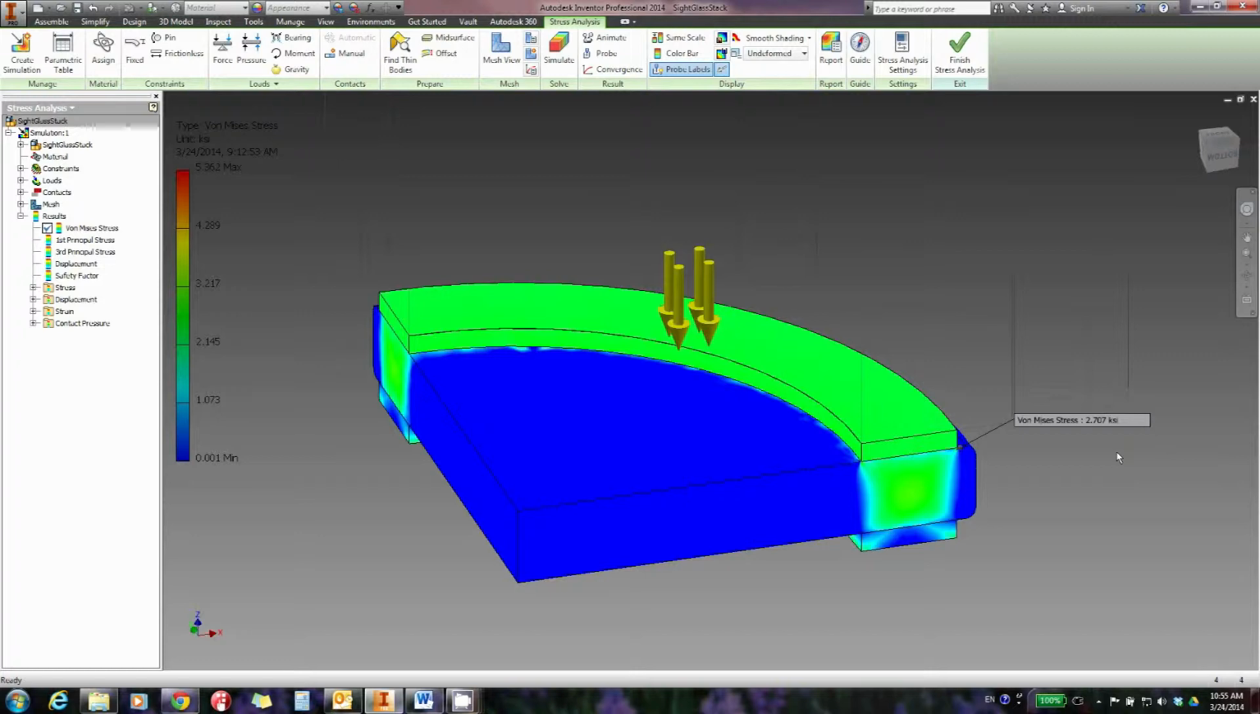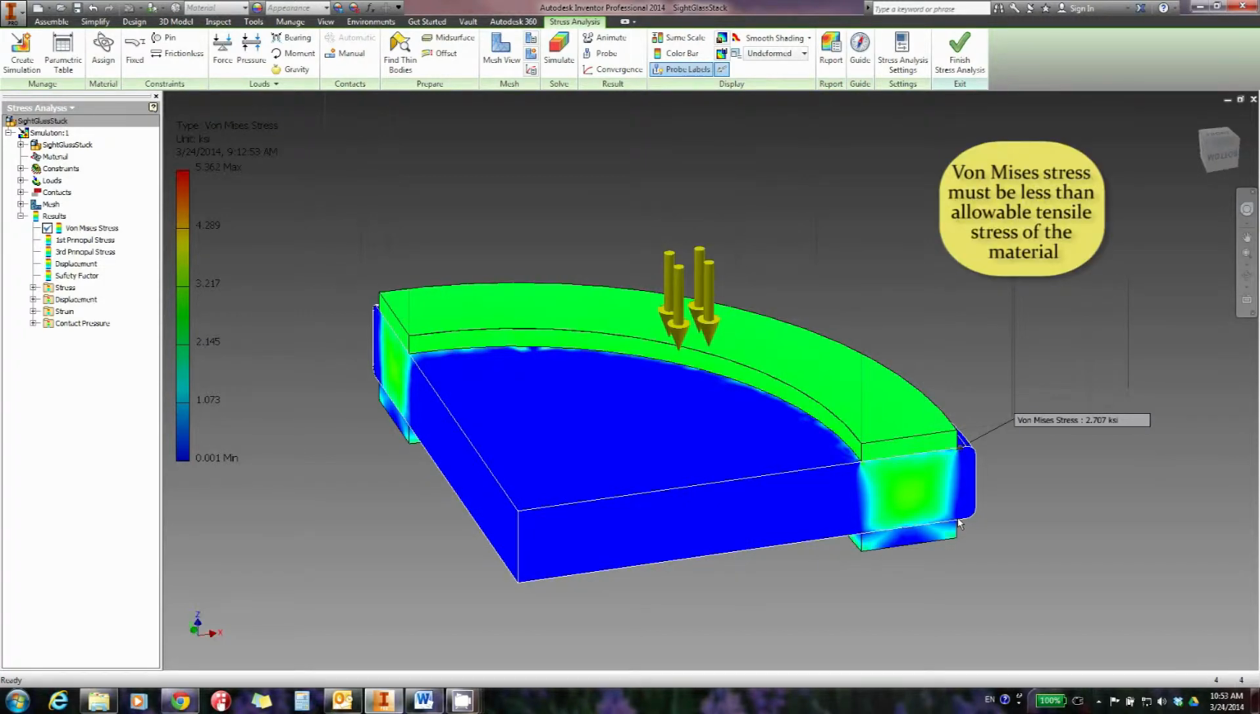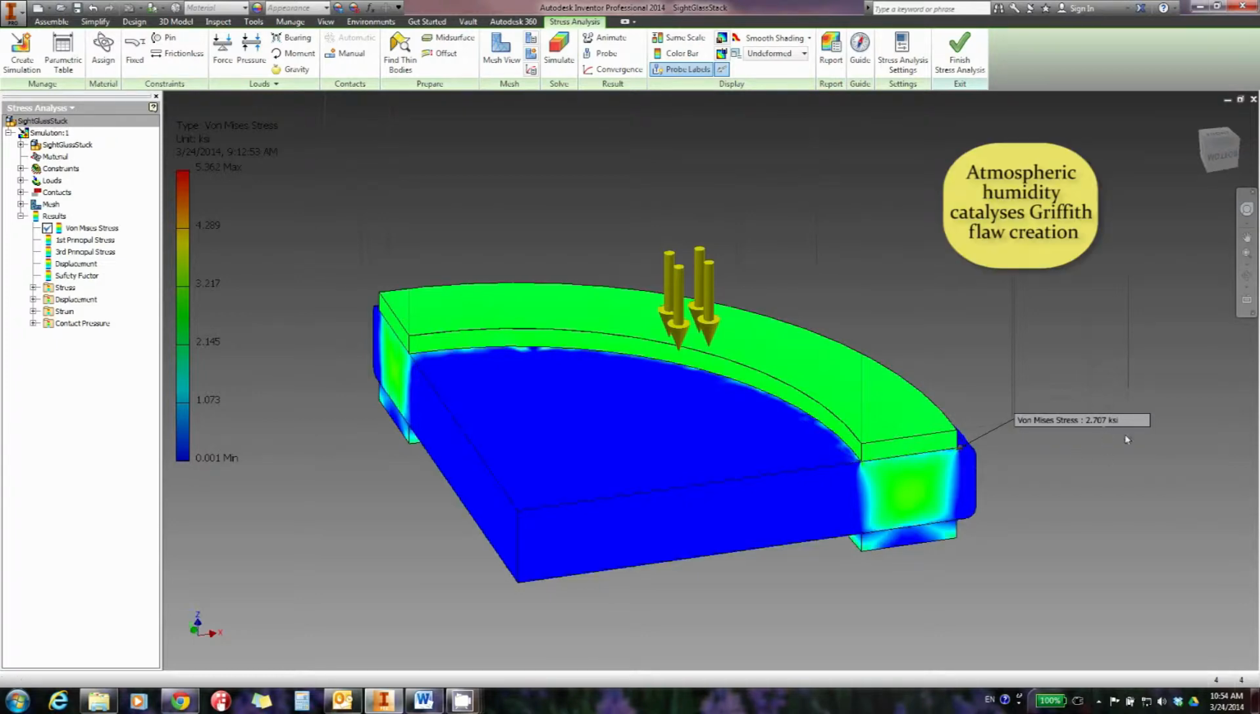Now, for those of you who are not into stress mechanics, von Mises stress is a number that can be compared to the tensile strength of a material. If the von Mises number exceeds the maximum allowable value for the material, you are going to have problems. So, how much stress can glass take? It turns out that exposure to moisture in service, even just humidity, will cause chemical degradation of the glass enough to start a so-called Griffith flaw at the stress points.